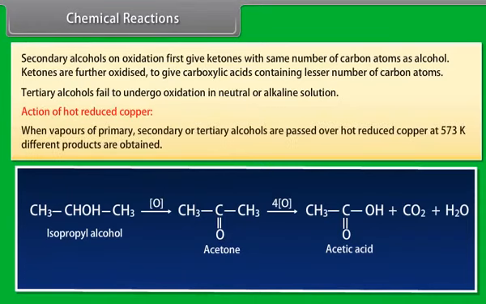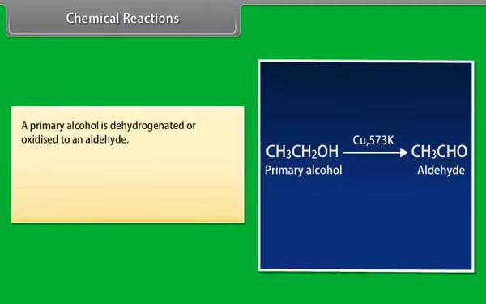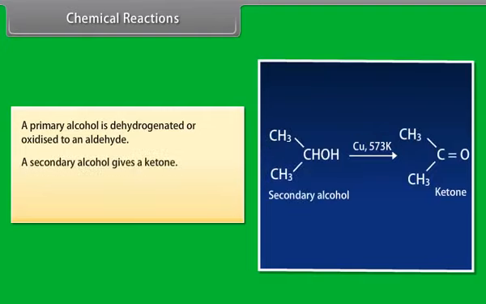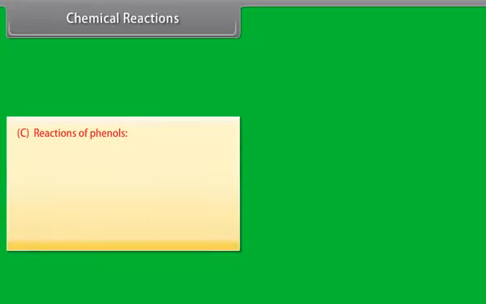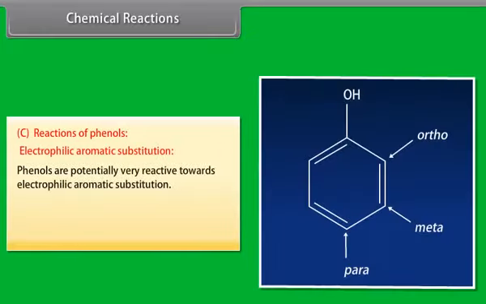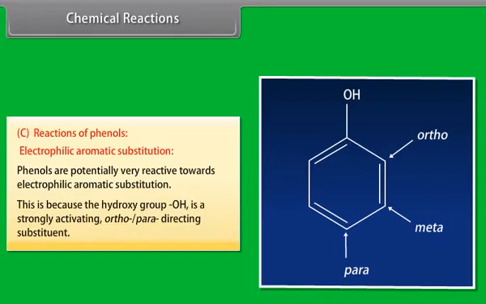Oxidation. In the oxidation of alcohols, hydrogen is removed from the carbon atom bearing the OH group and from the oxygen of the OH group. These reactions are therefore also called dehydrogenation reactions. A primary alcohol on oxidation gives an aldehyde, which on further oxidation gives an acid, all containing the same number of carbon atoms. Secondary alcohols on oxidation first give ketones with the same number of carbon atoms as the alcohol. Ketones are further oxidized to give carboxylic acids containing a lesser number of carbon atoms.